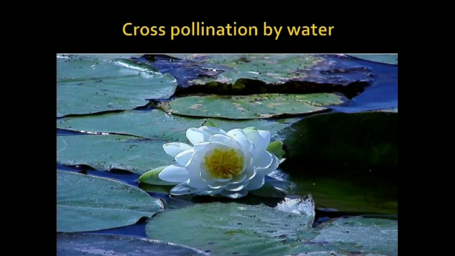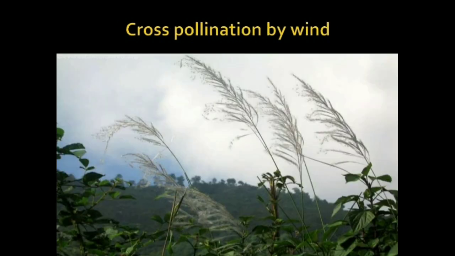Birds, then through the water. In water plants, the pollination will occur through water currents. Then cross-pollination can be done through winds. So during the time of wind blows, what will happen? The pollen grains will move through the wind and stick to the stigma of another plant. That's how pollination occurs through the wind.